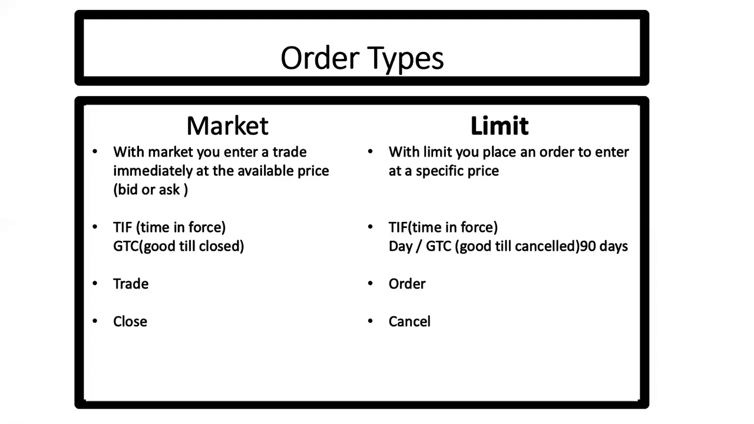Okay. Can you read what it says under market? What does it say? With market, you enter a trade immediately at the available price. In brackets, it says bid or ask. Who wants to try and explain that to me? What do you think it means? Enter a trade immediately at the available price. In brackets, bid or ask. What do you think it means? I know you're thinking of something, just say it.